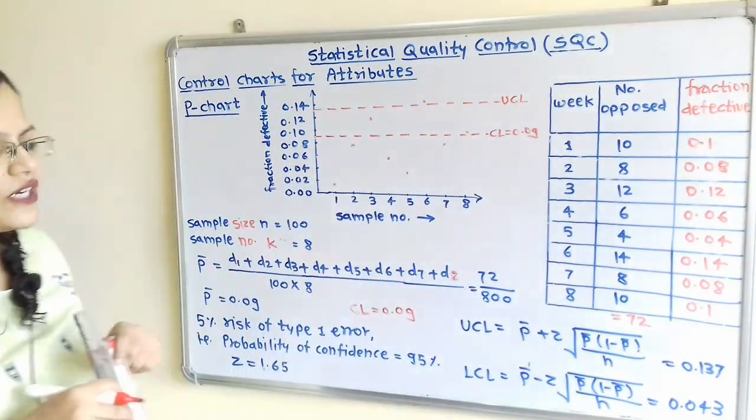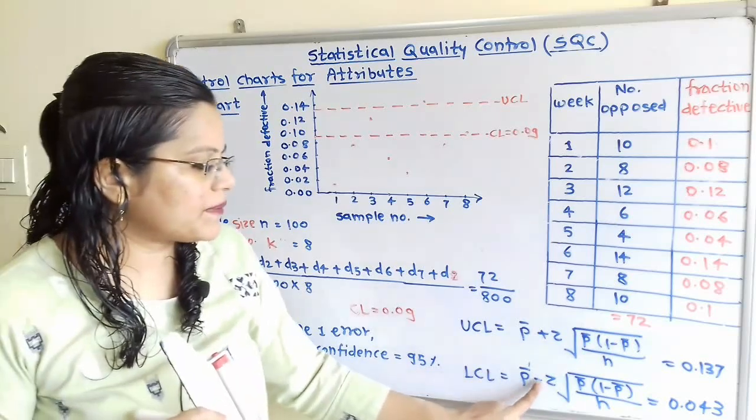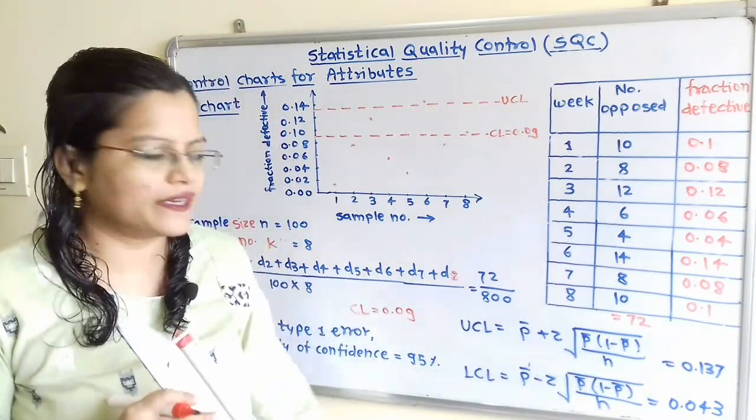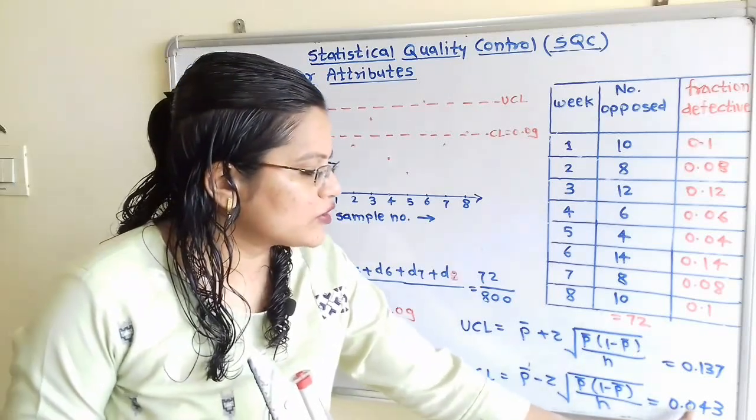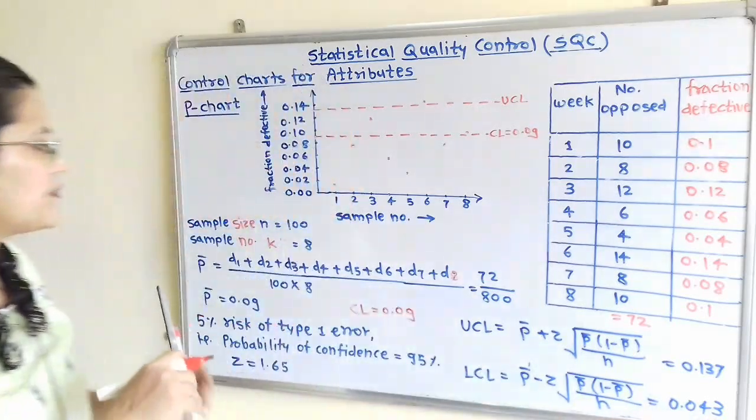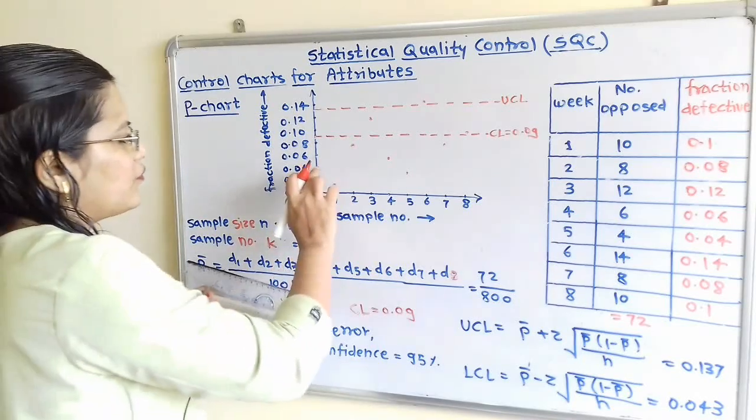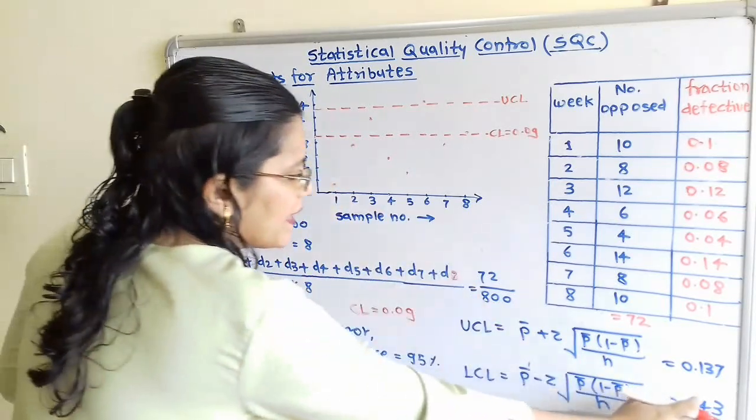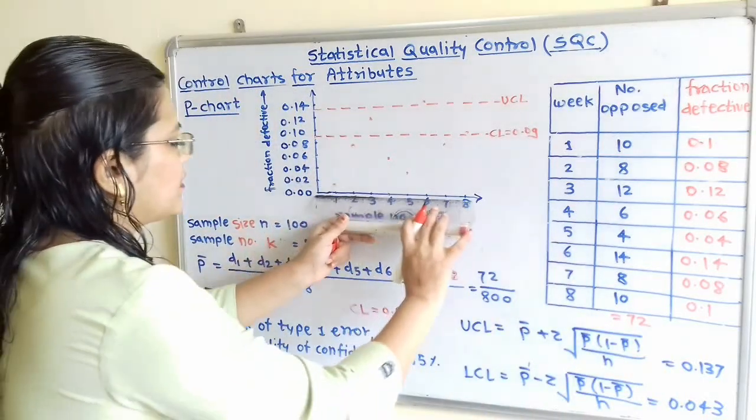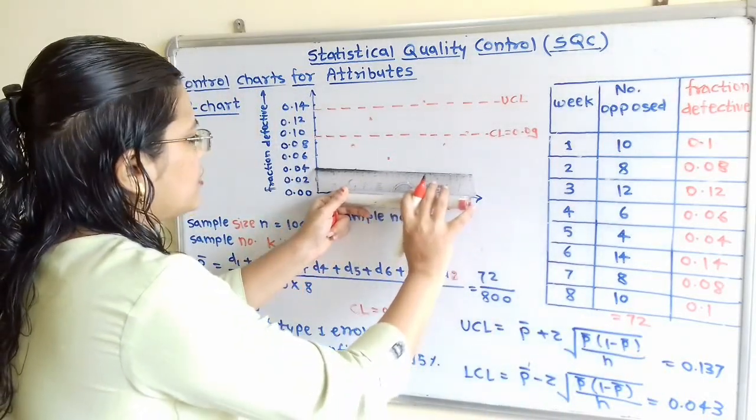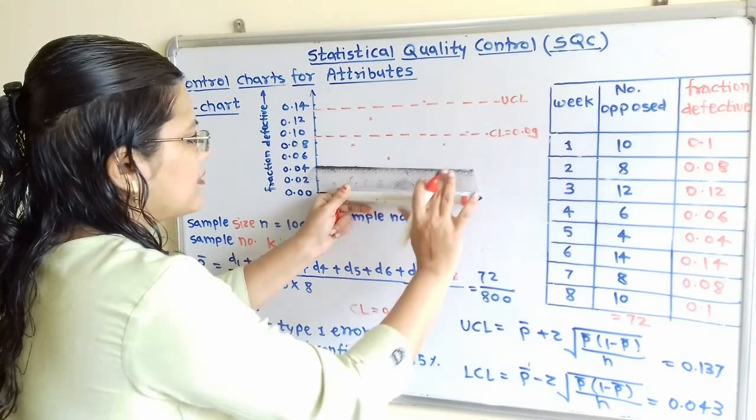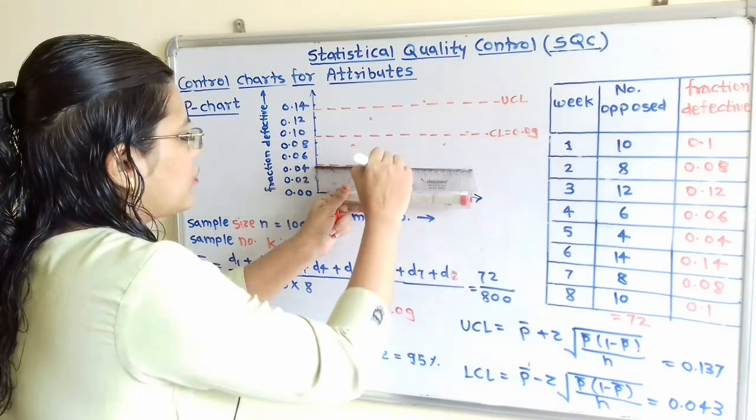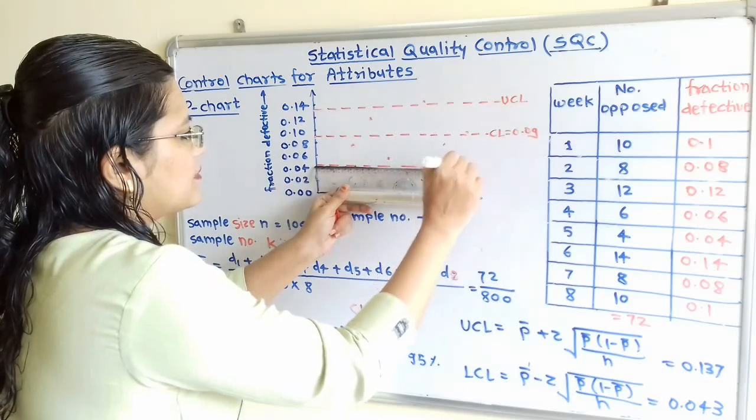Then we will calculate the lower control limit, that is P bar minus Z times the square root of P bar into 1 minus P bar divided by N, and that is equal to 0.043. Here is 0.04, one point, but again there is 0.043. So I will draw one line, and that is for the lower control limit.